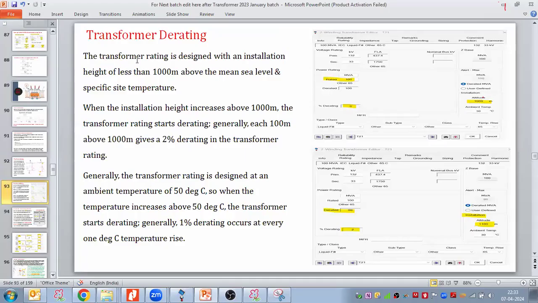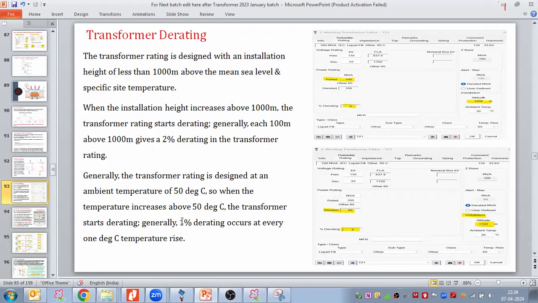Coming to the next. The transformer rating is designed for an installation height of less than 1000 meter above mean sea level and a specific site temperature. When the installation height increases above 1000 meter, the transformer rating starts decreasing, derating. Generally, each 100 meter above 1000 meter gives 2% derating in the transformer rating. Generally, the transformer rating is designed at an ambient temperature of 50 degrees Celsius. So when the temperature increases above 50 degrees Celsius, the transformer starts derating. Generally, 1% derating occurs at every 1 degree Celsius temperature rise.